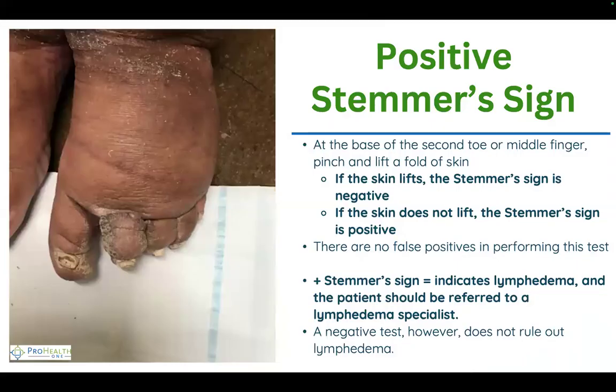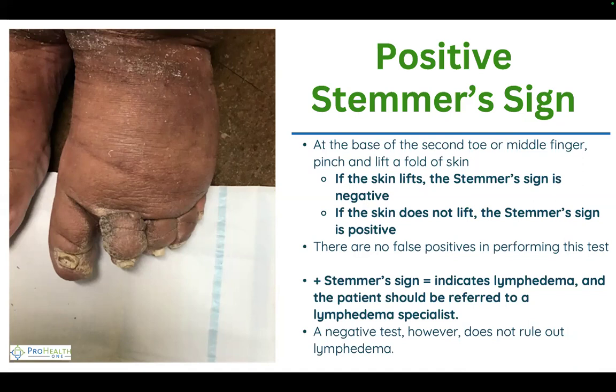We mentioned this several times before, but a Stemmer sign is an important physical exam finding in lymphedema. The way you usually perform this is at the base of the second toe. If you're evaluating the upper extremity, it will be the middle finger. You just want to pinch and lift a skin fold. If the skin lifts up, it's considered a positive Stemmer sign, and it's usually a good indication that they likely have lymphedema, and you have to address that.